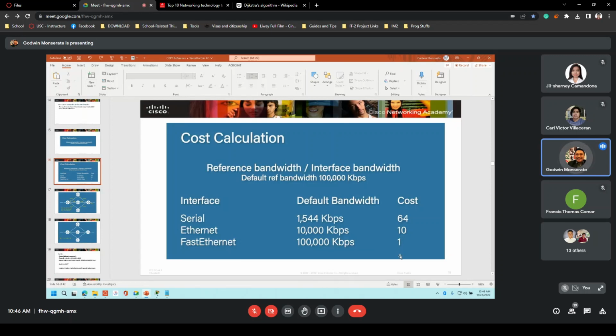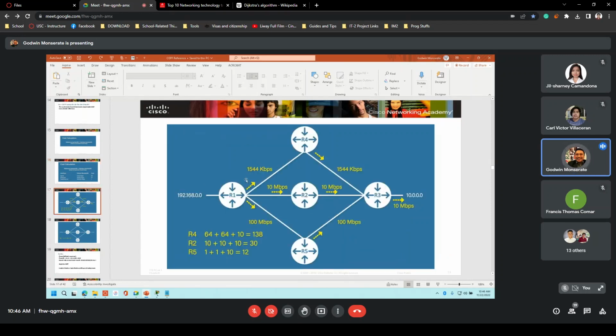Now, for example, I am going from 192 to 10. There are different paths that I can take: the path of 4, the path of 2, and the path of 5. When the bandwidth is computed, 1544 is a cost of 64. So 64 plus 64 plus 10. If I go through router 2, 10 Mbps, 10 Mbps, which is a cost of 10, 10, and 10, so 30 in total. Clear?